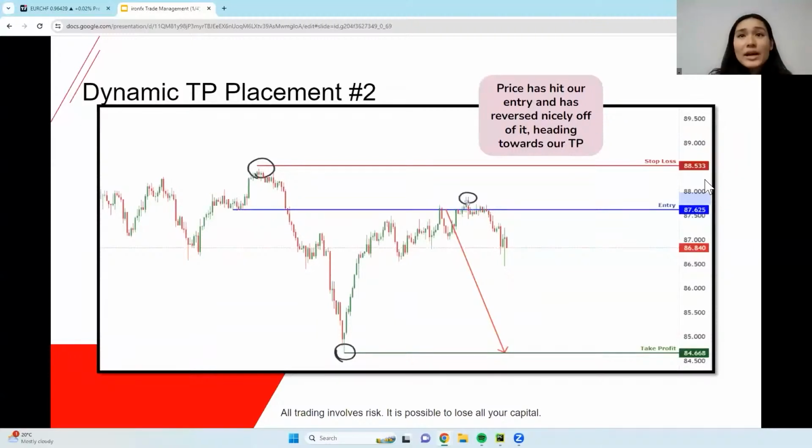So price has hit our entry and has reversed nicely off of it, as you see here, and is now heading towards our take profit. You can often expect price to test levels of significant confluence, like we see over here in our entry and like we've seen in our previous examples as well. You can often see price testing the level before reversing off of it.